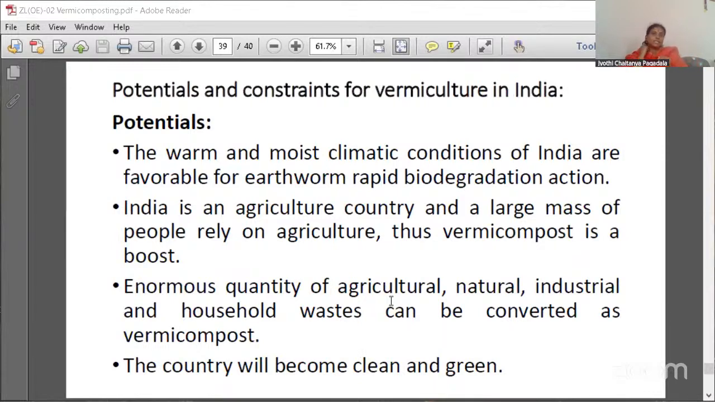And what are the potentials and constraints for vermiculture in India? When coming to the potentials of vermiculture, the warm and moist climatic conditions of India are favorable for rapid biodegradation action of earthworms. India is an agricultural country, and a large mass of people rely on agriculture, thus vermicompost is a boost.